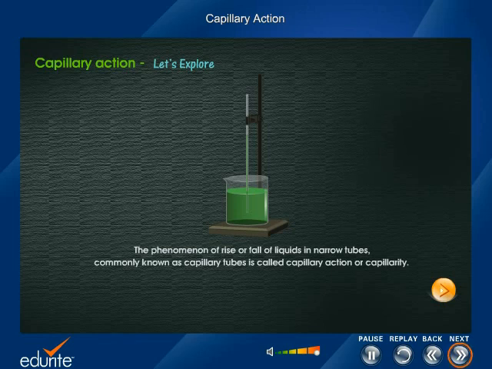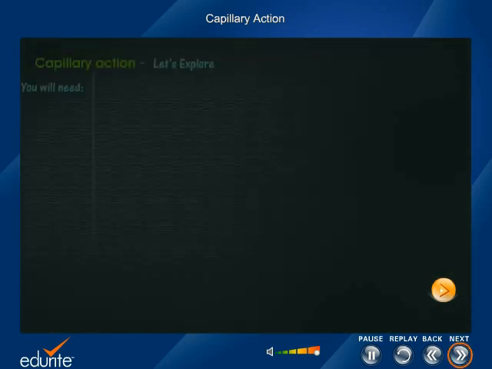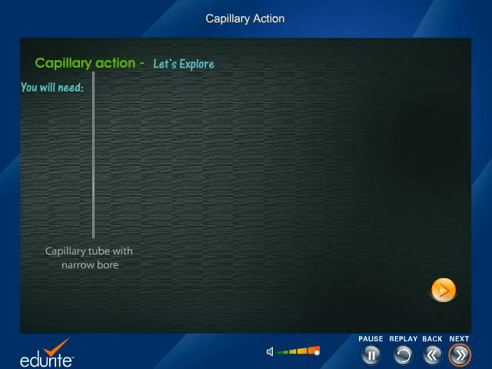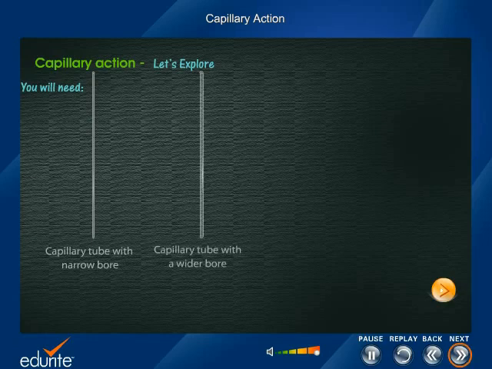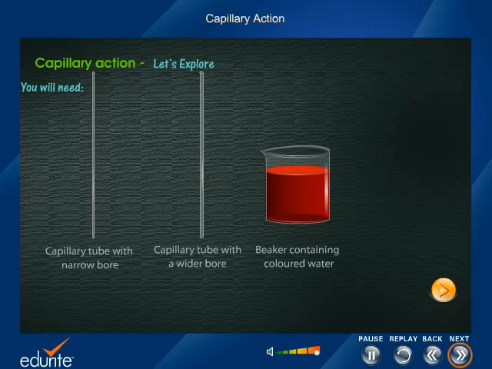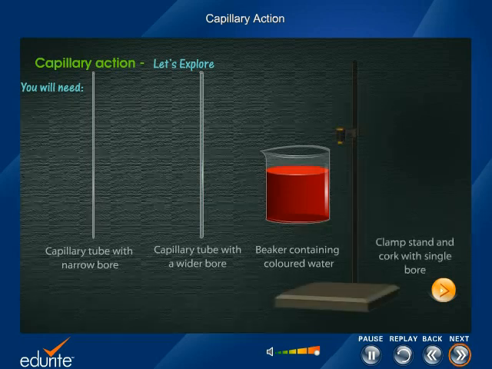Let's now explore this. You will need one capillary tube with narrow bore, one capillary tube with a wider bore, a beaker containing colored water, a clamp stand, and a cork with a single bore.